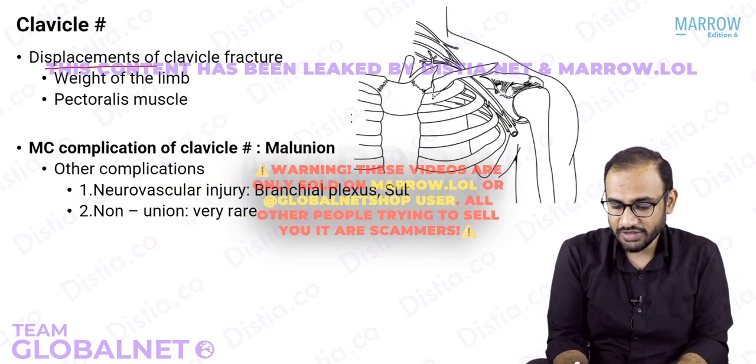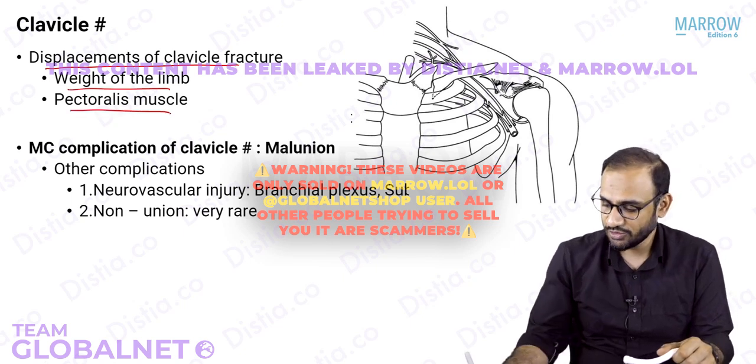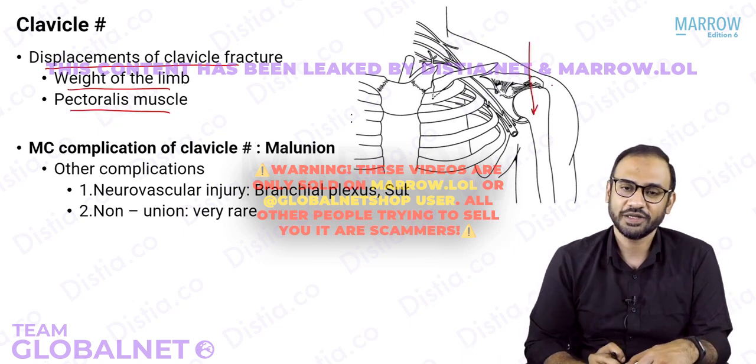Now let me show you this. Now what are the displacements? The lateral half will go down because of the weight of the limb and the pectoralis muscle, and you can clearly see this is what is happening.